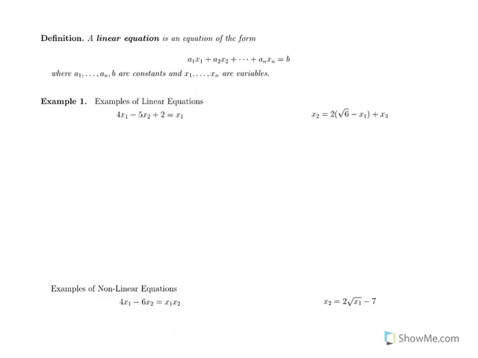A linear equation is an equation of the form a1x1 plus a2x2 plus a3x3 all the way to anxn equals b. In this case, the ai's, a1, a2, all the way to an, are all constants, and the b is also a constant, whereas the x's are variables.